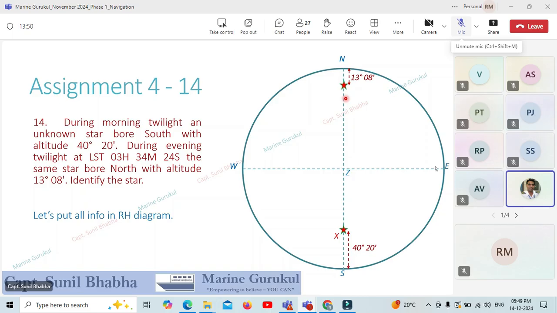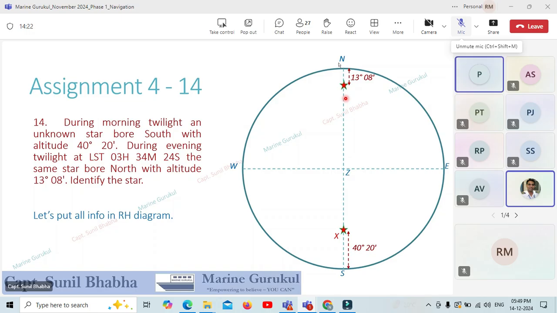Any doubts up to here, beta? Excuse me, sir. Go ahead. Sir, this 40 degrees 20 minutes in the south, that is measured from S, is it right? Means at S altitude will be 0 and increasing, and up to Z it will be 90. Yes, that is right. Okay, sir.